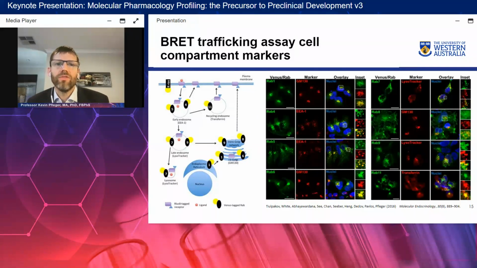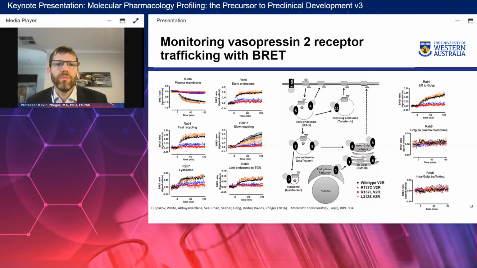So this is looking at the forward trafficking from the ER up through the Golgi complex and up to the plasma membrane. And in combination, we see some very interesting changes depending on the compound that is used. This was all validated using confocal microscopy to demonstrate proximity to established markers of these different compartments.